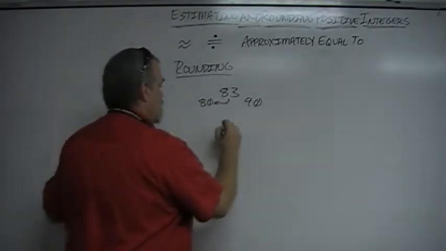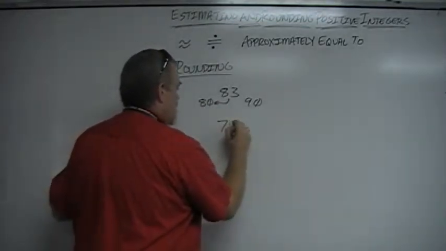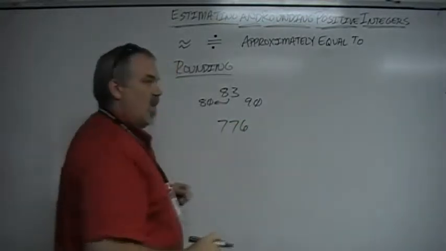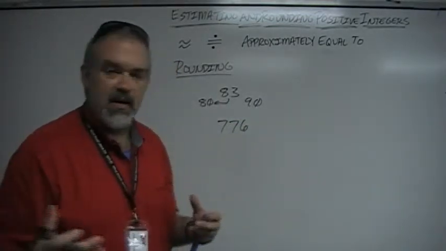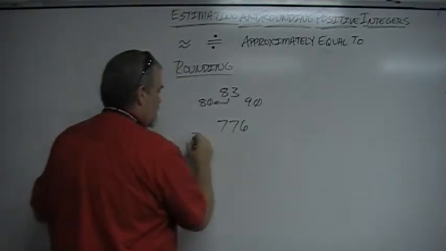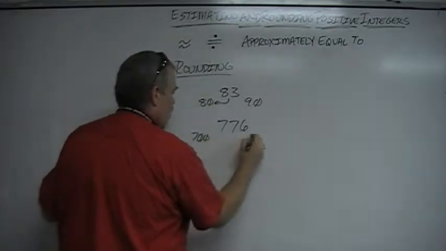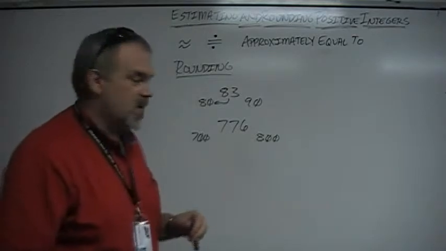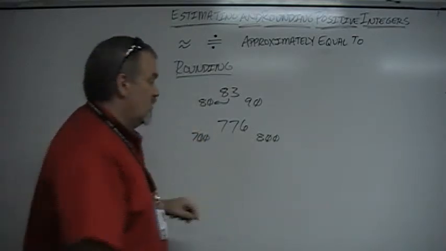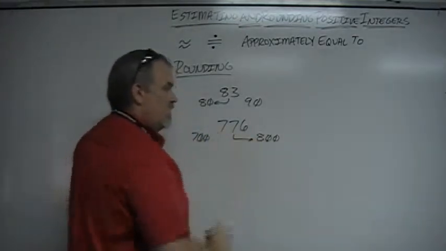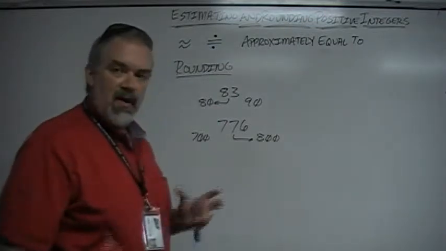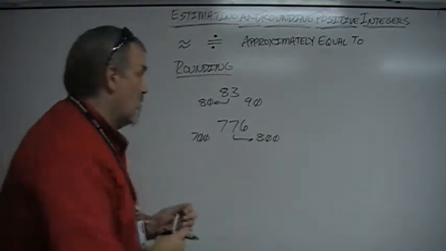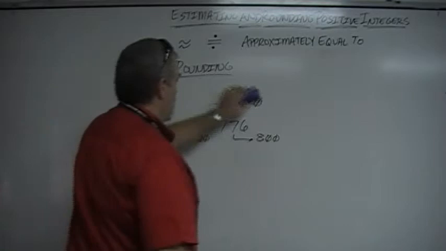Let's say we had the number 776, and we wanted to round that to the nearest 100. Well, my choices are going to be either 700 or 800. It's between those two round hundreds. Which one is it closer to? Well, it's closer to 800. So we round it up to 800. There are lots of examples, obviously, but that's a couple there for you.